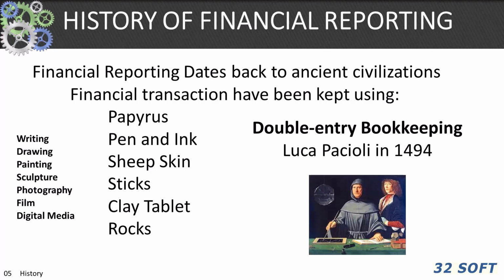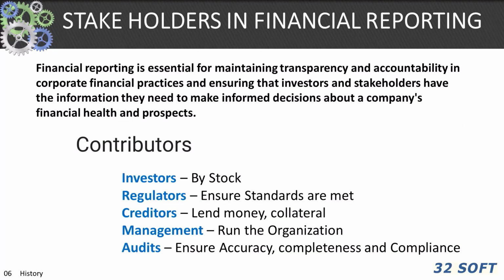The history of financial reporting dates back to ancient civilizations, where records of financial transactions were kept using different methods. For example, Egyptians used papyrus to record transactions, while ancient Greeks used clay tablets. So why do we need to do financial reporting? Financial reporting is essentially for maintaining transparency and accountability in corporate financial practices, and to ensure that investors and stakeholders have the information they need to make informed decisions about a company's financial health and future prospects.